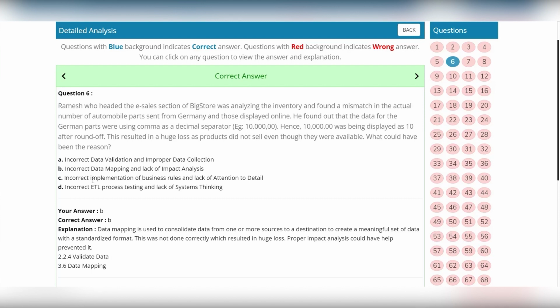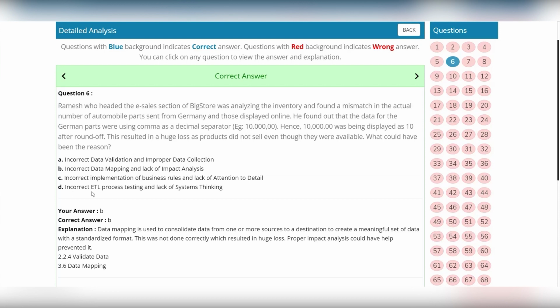Let's go through option C. There was no business rule involved in ensuring that the decimal and dot were not interchanged. Yes, we can say that there is a lack of attention to detail, but the first part of this answer is not correct.